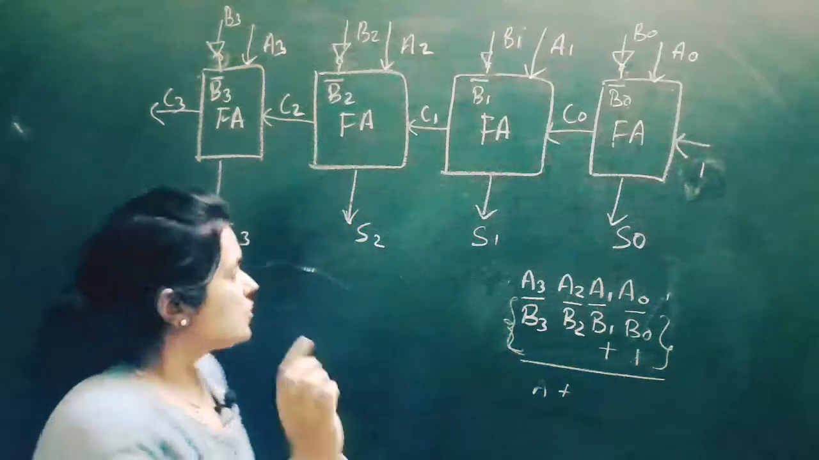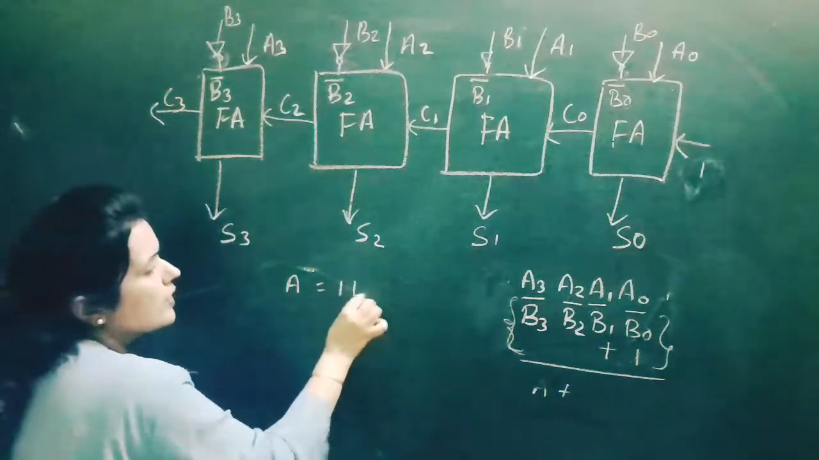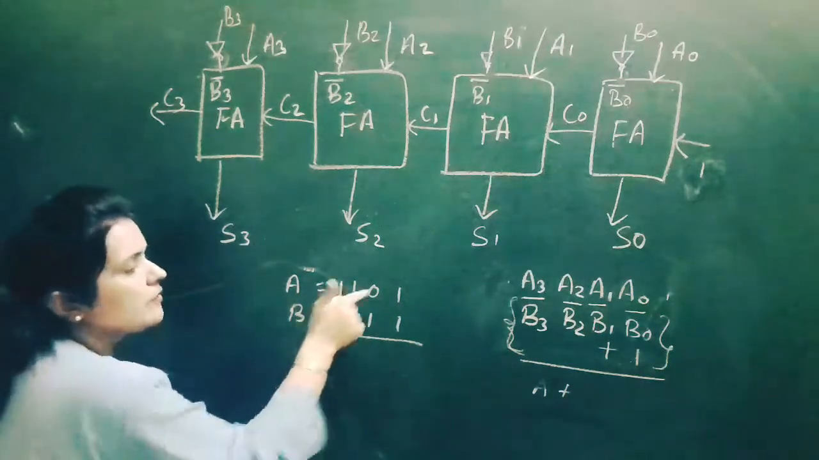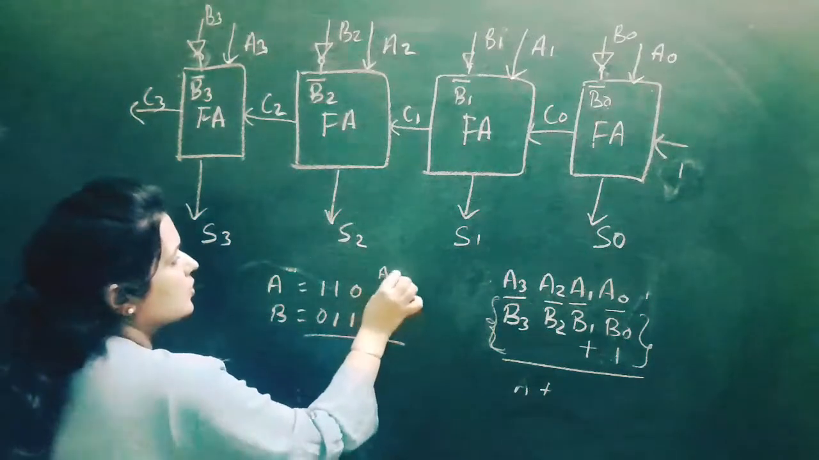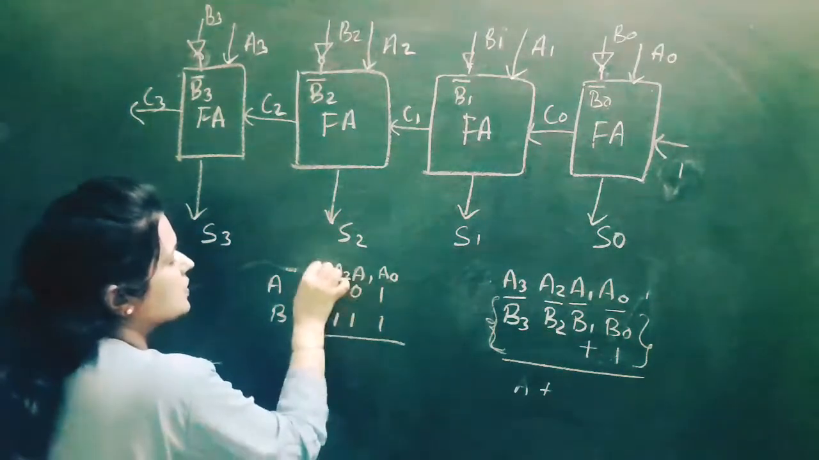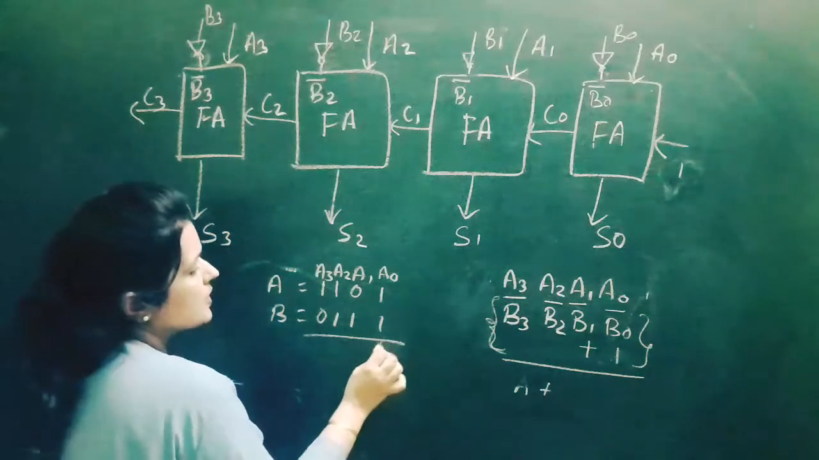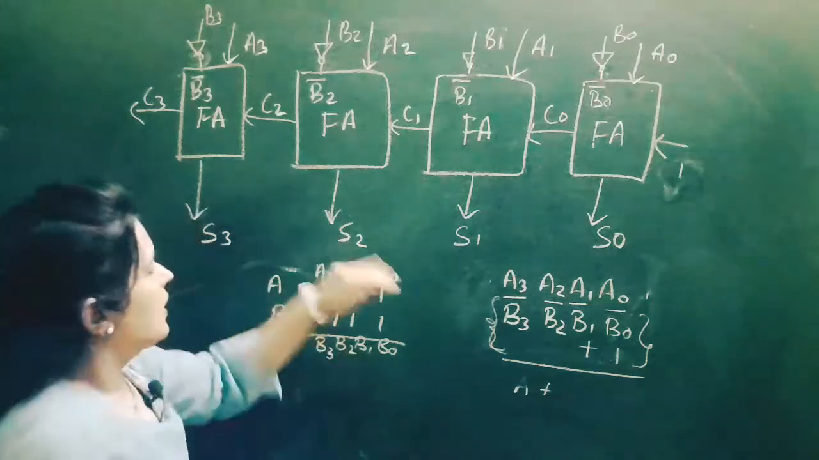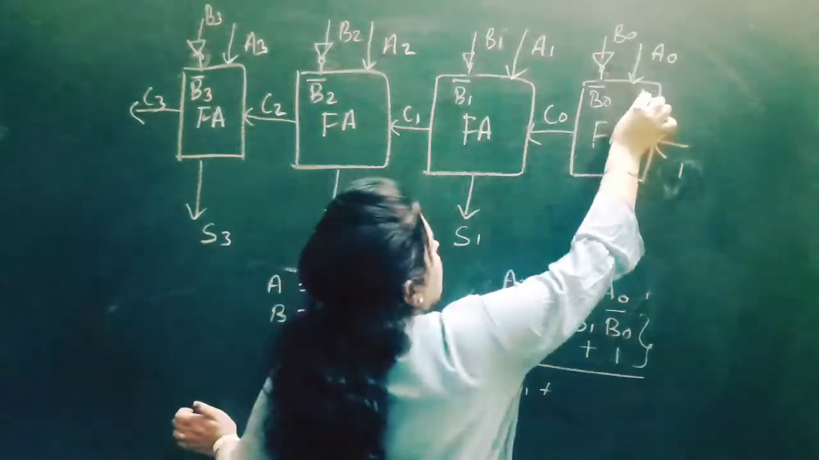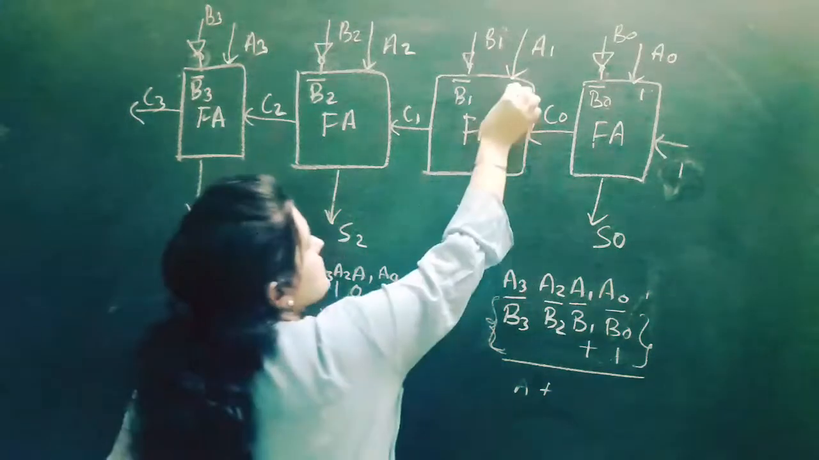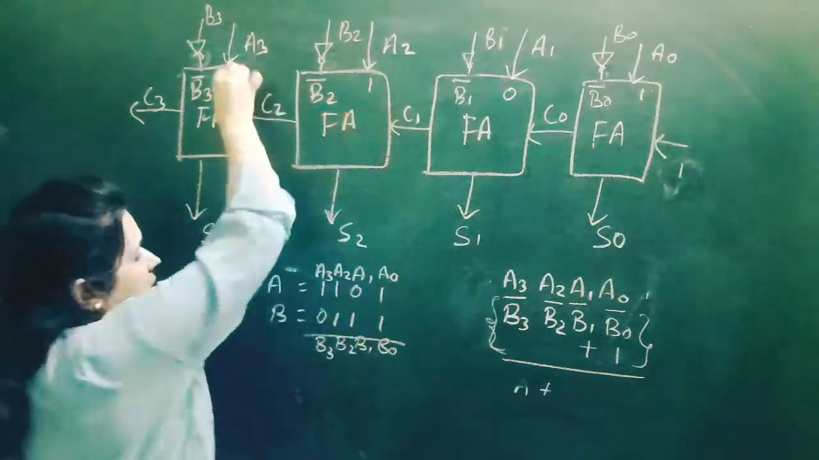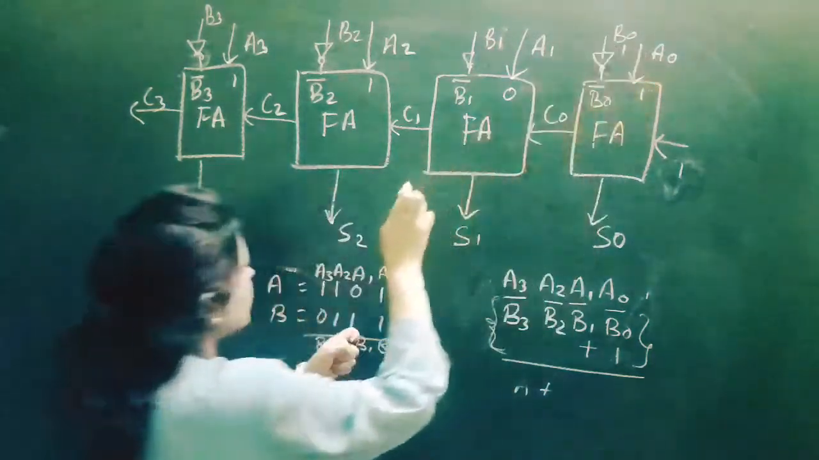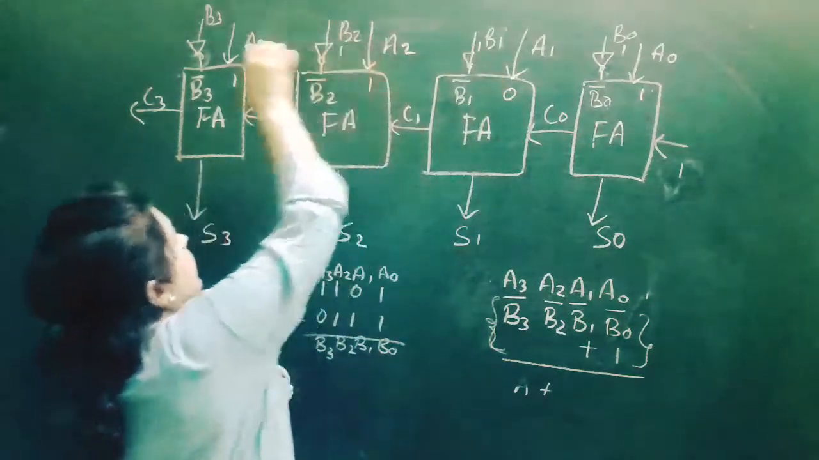So let us take A is equal to 1 1 0 1 and B is equal to 0 1 1 1. We want to subtract B from A. Now this is A0, this is A1, this is A2, this is A3, and this one is B0, this is B1, this is B2, and this is B3. Now A0 is equal to 1, so here 1, then second input is 0, so 0, then 1 and 1. Now what is the value of B? B0 is equal to 1, so here it will be 1, then 1 1, so 1 1 and 0.